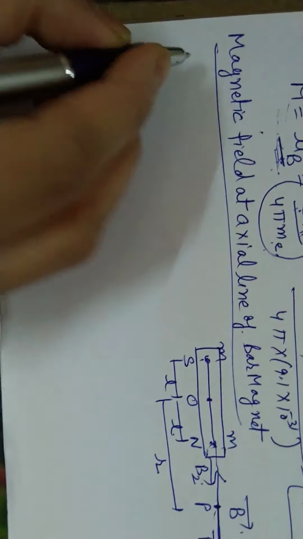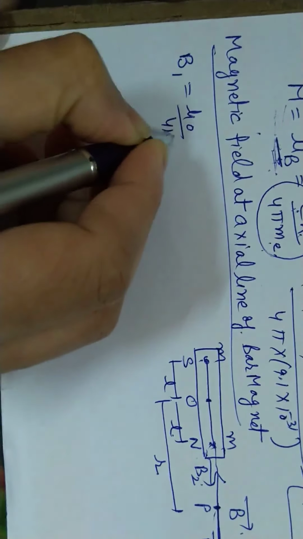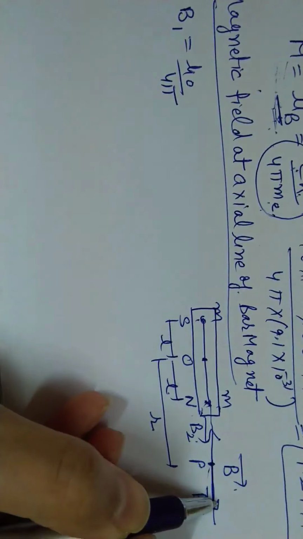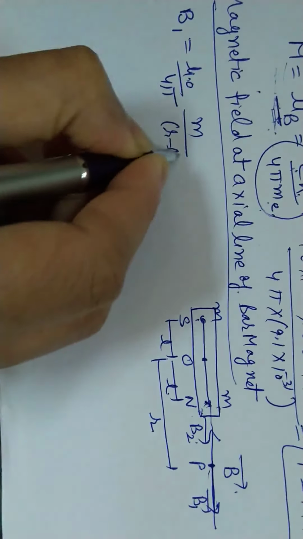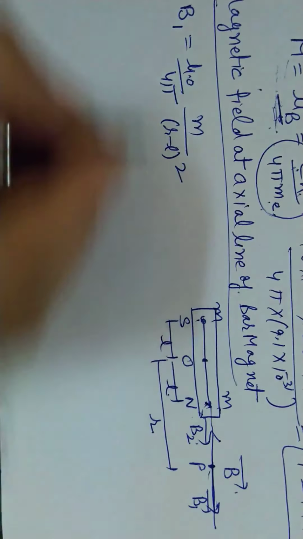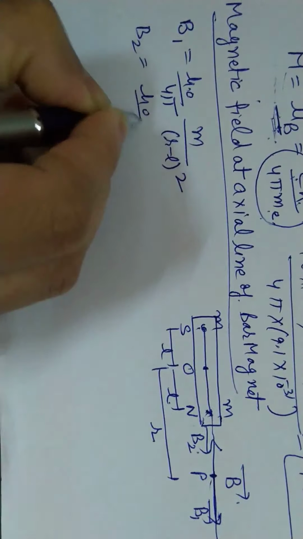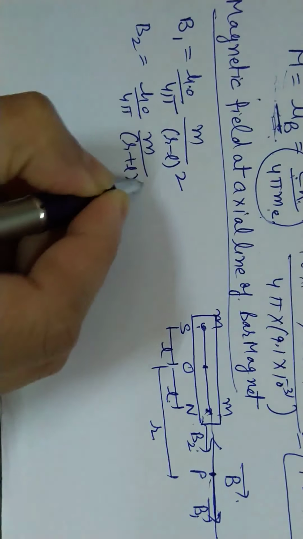Then what are the values for B1? B1, due to the north pole, is mu naught upon 4 pi times m upon (r minus L) squared. And what about B2? B2 is mu naught upon 4 pi times m upon (r plus L) squared.